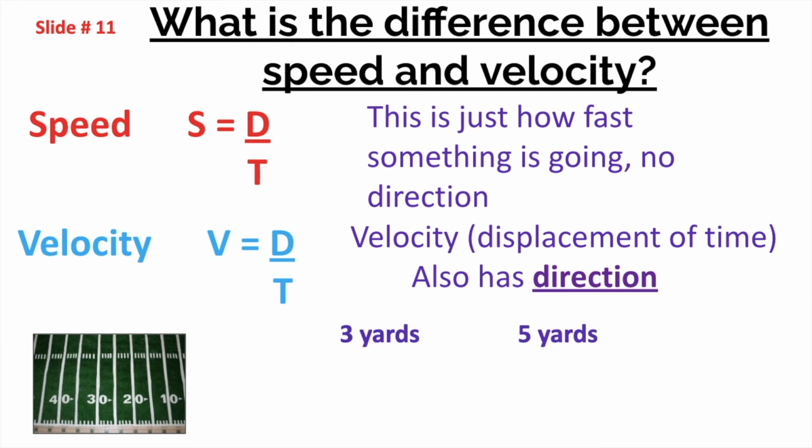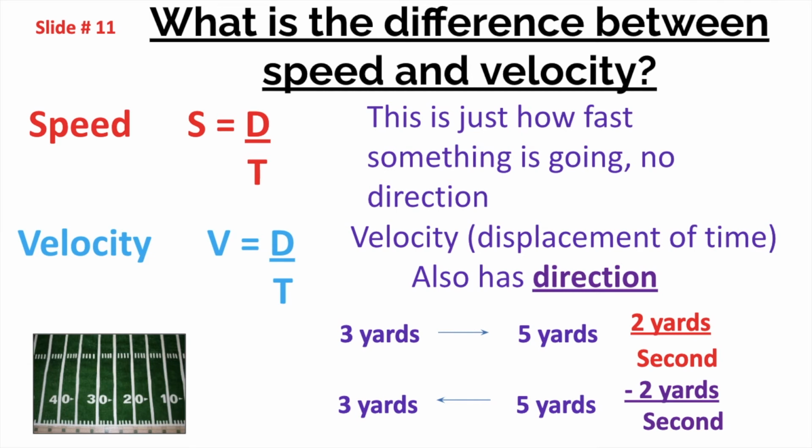So again, let's say I'm traveling down my football field again, and let's say I'm going from the 3-yard line to the 5-yard line, I'm going to be traveling at 2 yards per second. But if I'm going the other direction, and I'm going from the 5-yard line to the 3-yard line, I would be moving negative 2 yards per second. The reason for that being because I'm moving in a negative direction.